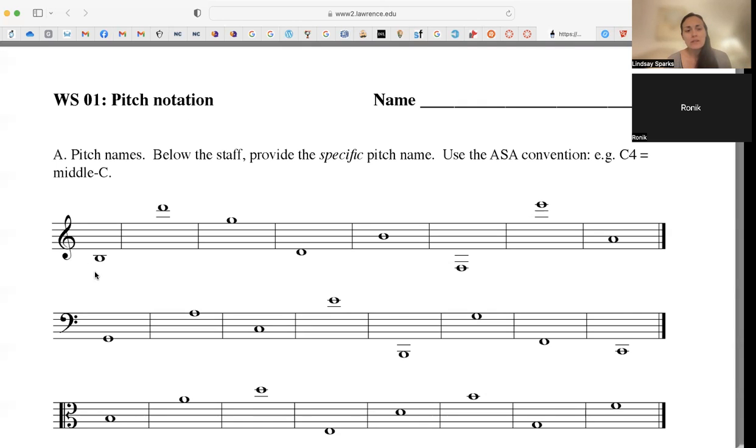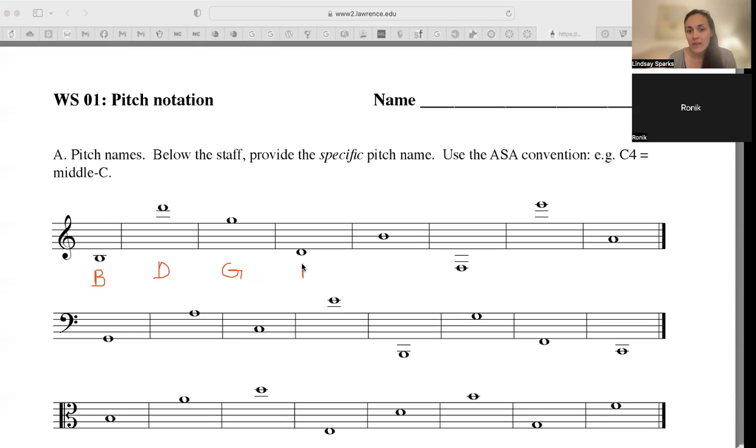There. So this is just to check your work. This is B, right? Because the spaces on the treble clef staff spell FACE, F-A-C-E. And then the lines are everything around FACE, right? So E, G, B, D, and F. And so that's all we're doing when we have ledger lines, is we're kind of extending that pattern. Okay. So this happens to be a B. This is a D. This is a G.